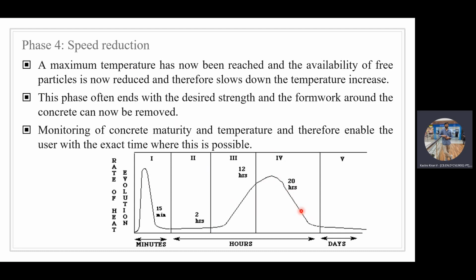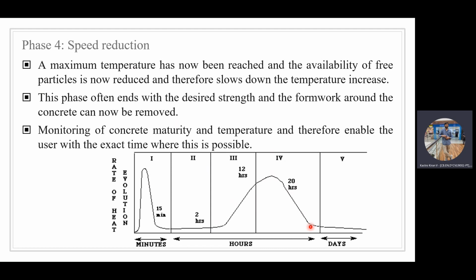And this phase is the phase where we are going to get our desired strength. So suppose, let's say you are going to prepare M20 grade of concrete. When you are preparing M20 grade of concrete, what is your target strength? Your target strength will be 28 megapascals or 26 megapascals by using the equation f'ck equals fck plus 1.65 S, based on the mix design process. So you are going to get your target strength by the end of phase 4.